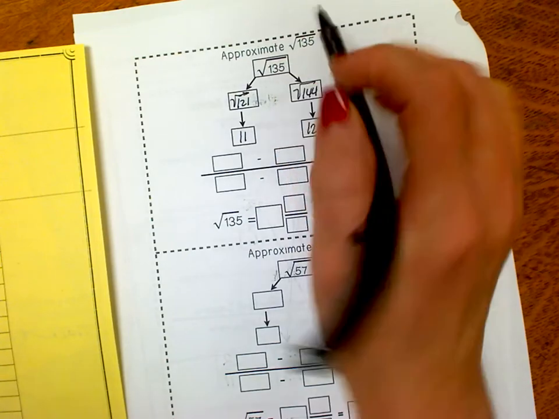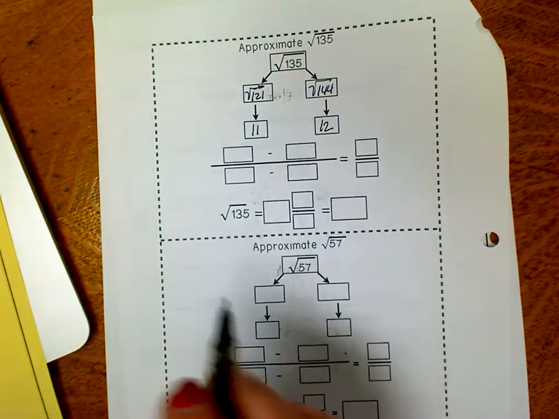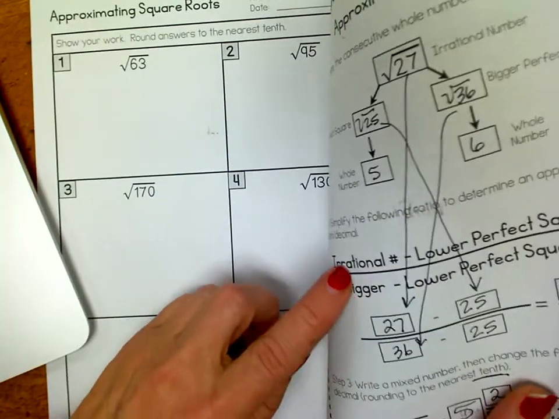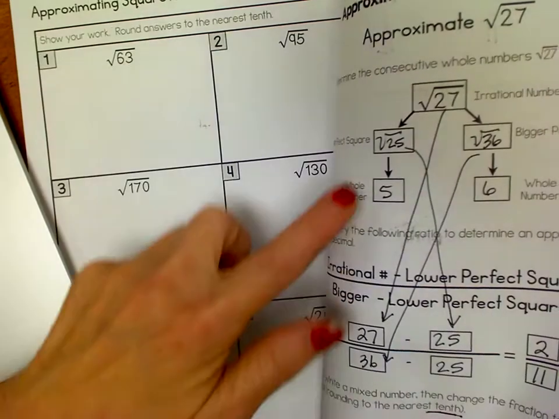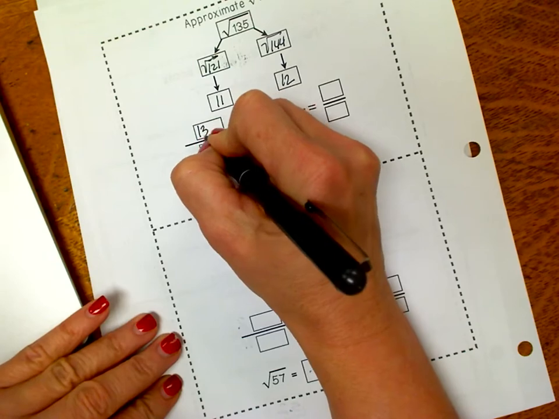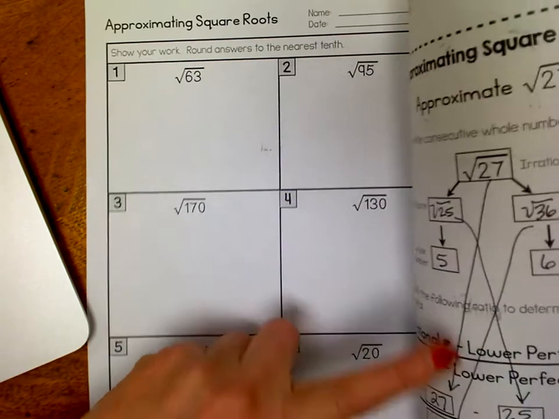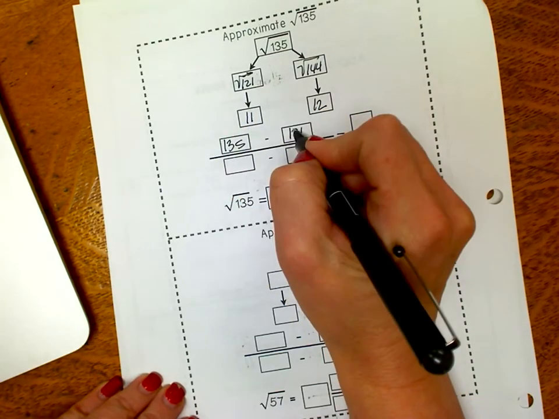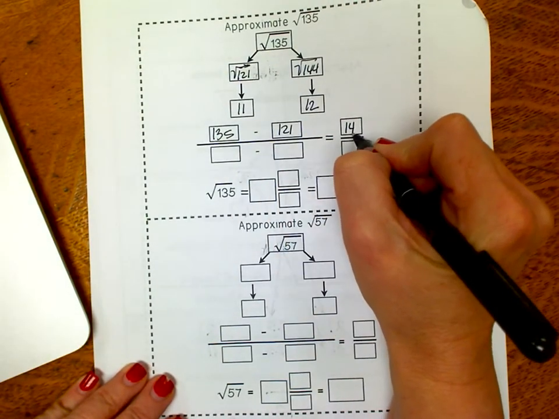So we know this number is going to fall between the integers 11 and 12. Okay, so now we go back here, because I have to do this too, you guys. I have to go back to the notes and go, okay, how do we do this? So for the irrational number, be careful, don't write down these numbers. We're going to take 135 minus the lower perfect square, 121, and 135 minus 121 is going to be 14.